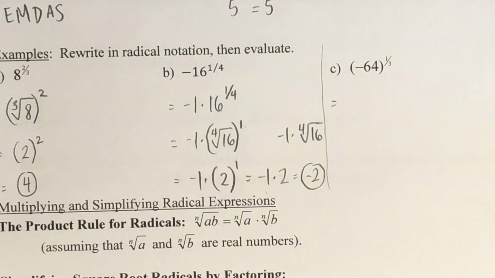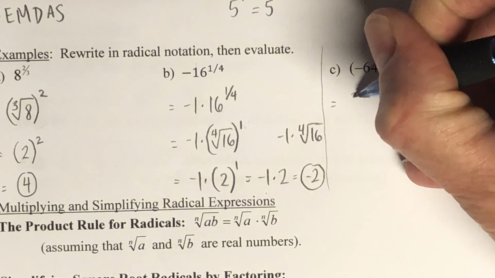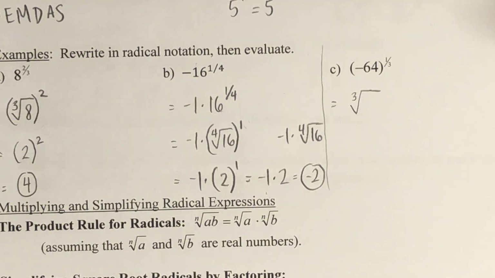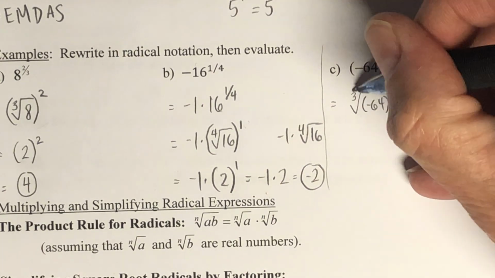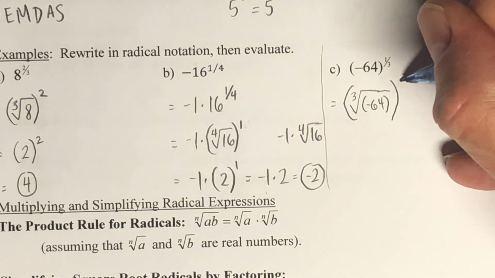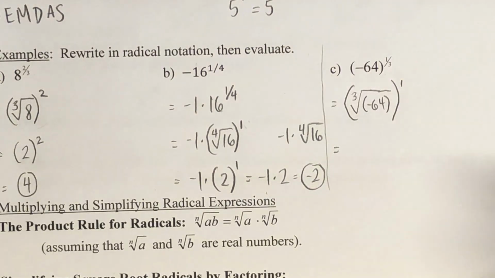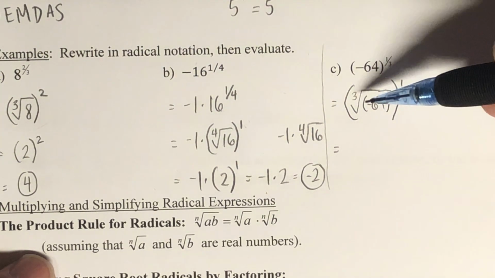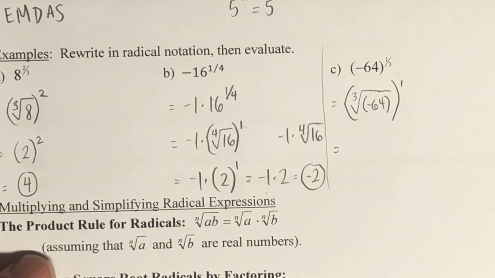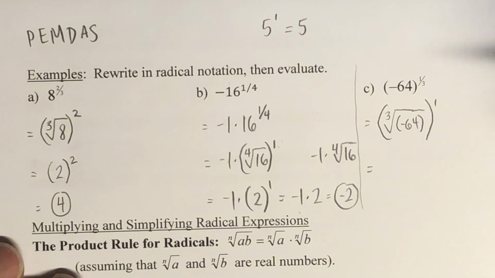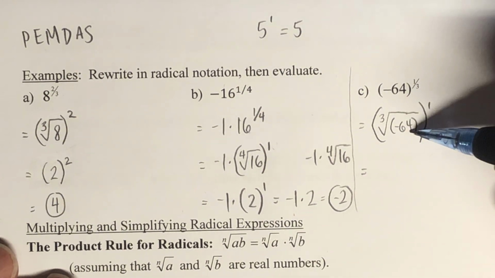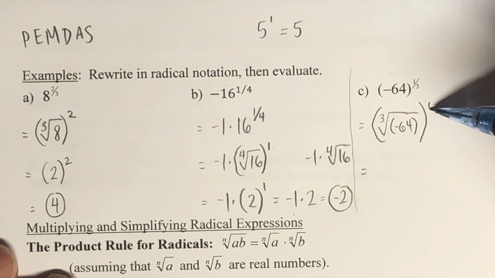So whatever's being taken to the fraction power, that whole thing goes in here. Okay, so we get what here? We get 3 here as the index or root number. The -64 goes in here. And then the 1 goes outside that parenthesis that you make, according to the formula. So we get, again, a situation where we put it in radical notation. So now we do the order of operations to figure it out. So we do parentheses first and then the exponent.